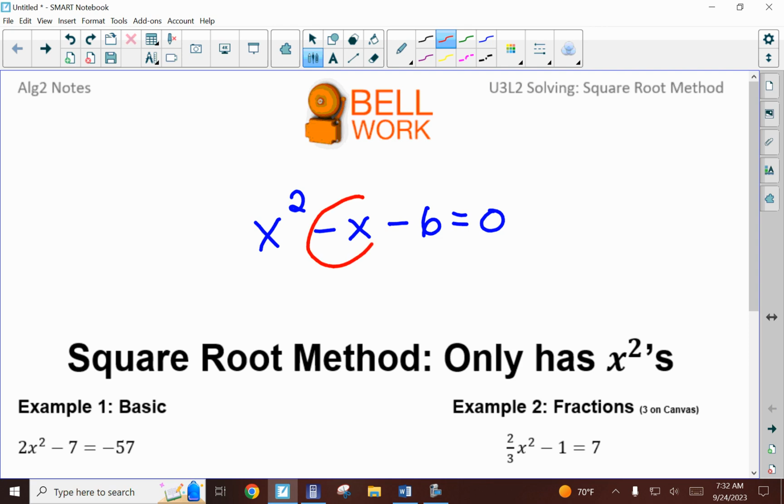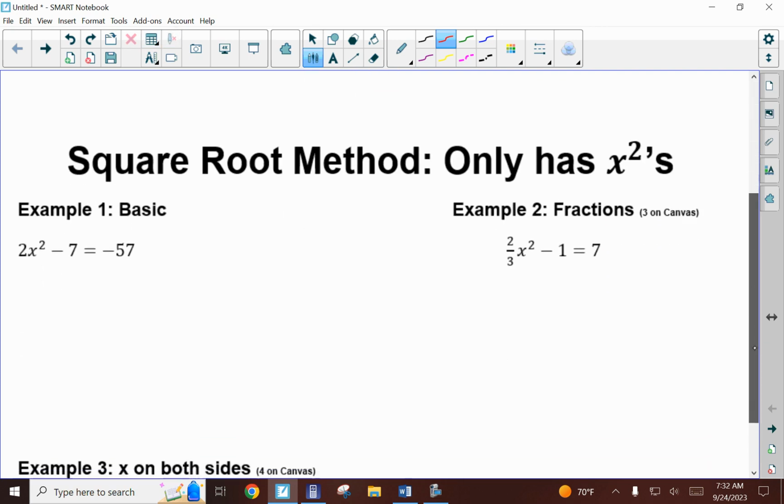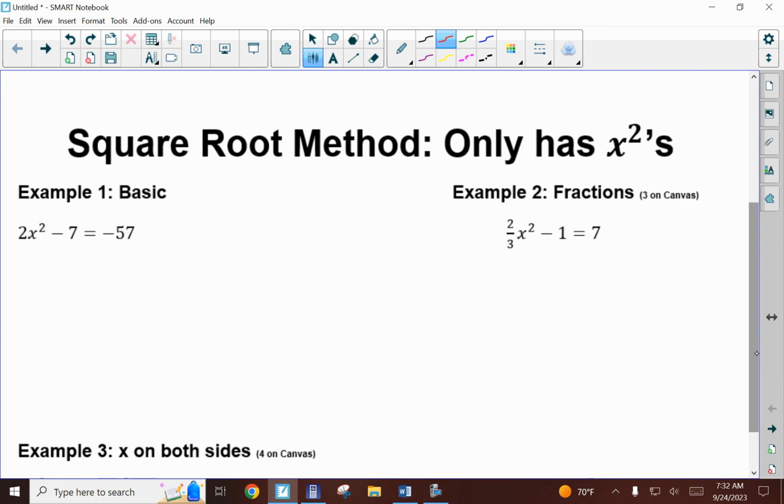The reason why is because this x right here messes everything up. It can only have an x squared in the problem. Now you can have multiple x squareds, just not a regular x to the first power. So this problem in blue would not be ideal for the square root method. So I have a few examples down here, and they're broken up to sort of match the stuff that you're going to learn on Canvas.